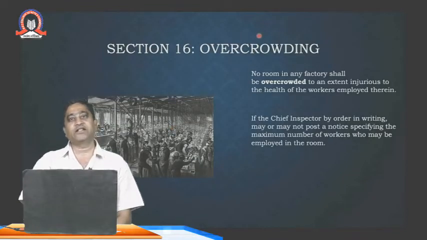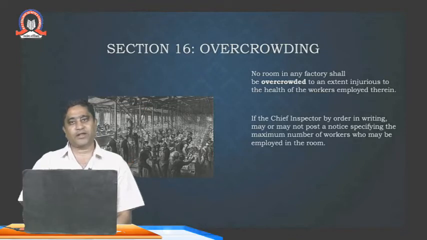Section 16 deals with overcrowding. Whenever there is high production, whenever there is a demand for a product manufactured by a factory, and during festival times, if the workers' strength is increased in the day shift or the night shift, and the workers are overcrowded, no room in any factory should be overcrowded to an extent which is injurious to the health of the workers employed therein. This is the law, Section 16.